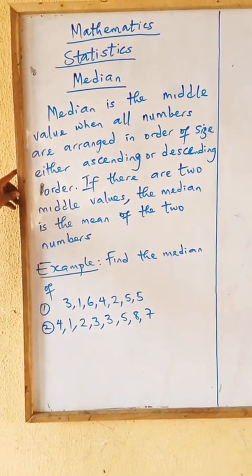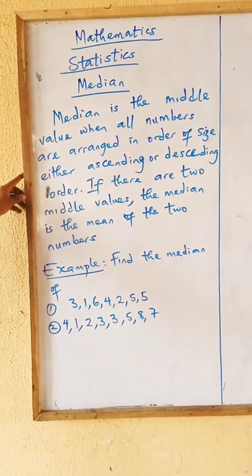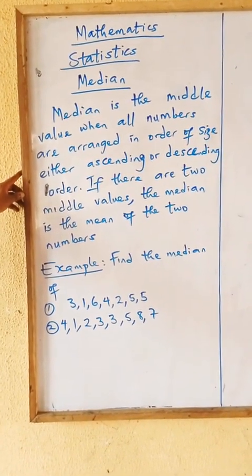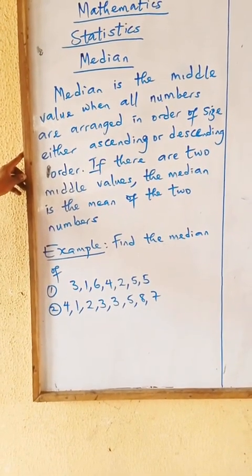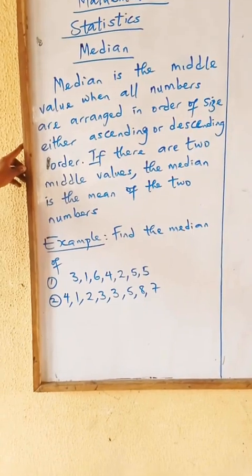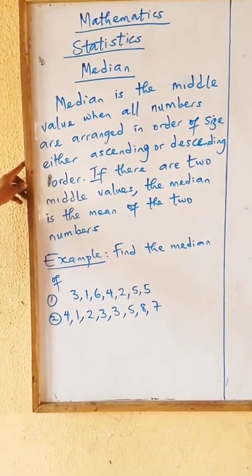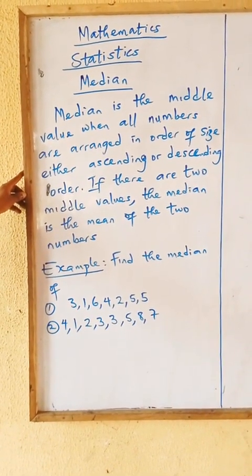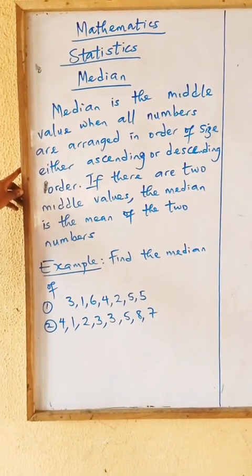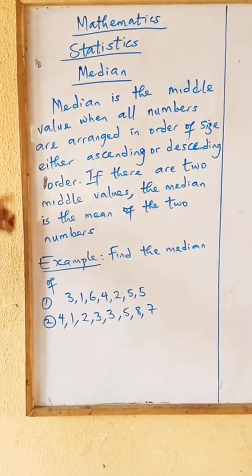The topic I want to consider today is statistics, and under it the subtopic will be median. Median is the middle value when all numbers are arranged in order of size, and you can arrange it either in ascending or descending order. After arranging these numbers, if you have two numbers in the middle, then the next step is to calculate the mean of those two numbers.